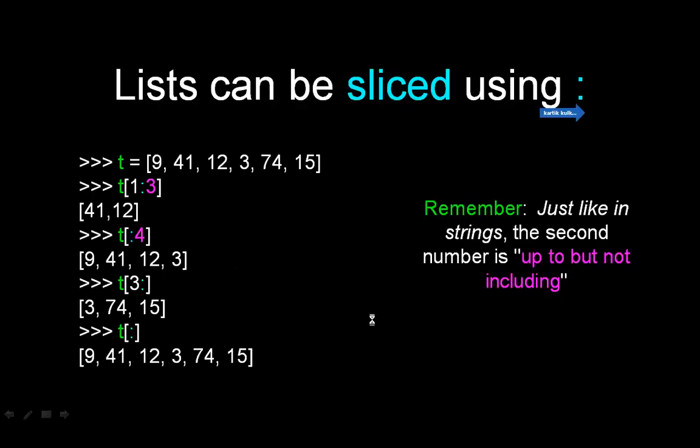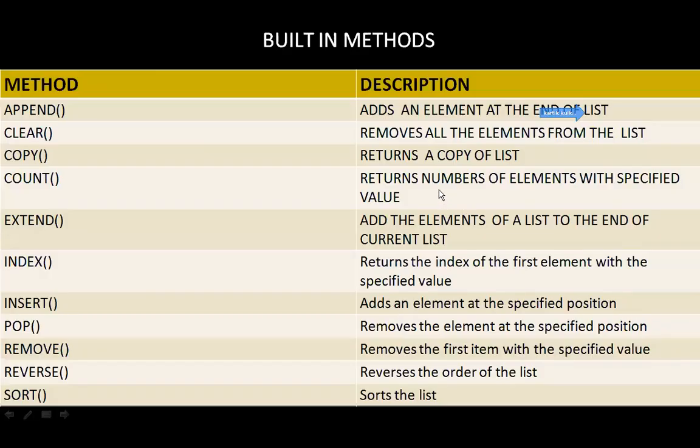Now you have clearly understood how slicing can be done. Now we will look at the next important concept: what are the different types of built-in methods that we use on a list? In this column, I have listed all the method names, and here I have specified the description of each method. Nearly 11 methods are specified here, and we are going to see all these 11 methods one by one.